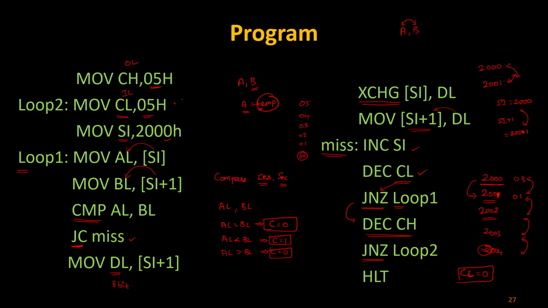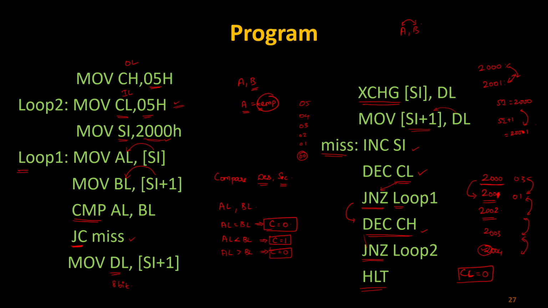So I have to again initialize my CL to be 05, and after that I have to declare the starting address of my memory location as 2000, so that it will start again swapping from 2000, and it is going to execute the loop again and again till it's getting completed. After that, till its CH value is getting 0, the loop will be executed. After it's becoming 0, we can halt the program. So we can see how these values are getting changed and swapped. So this is the overall procedure for making a program for sorting an array in ascending order.